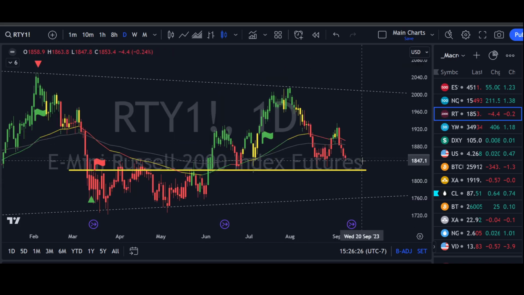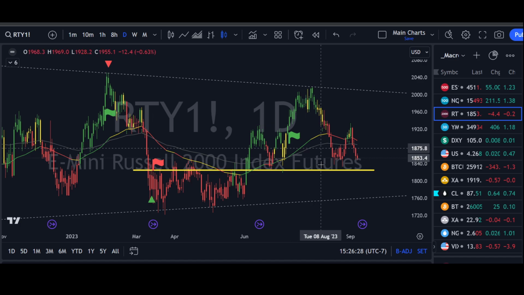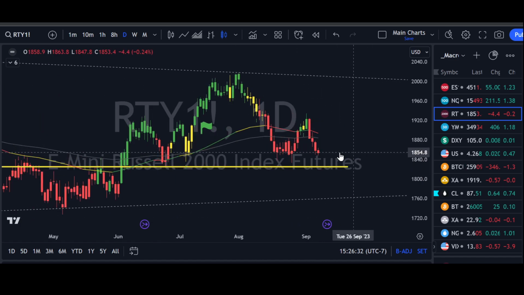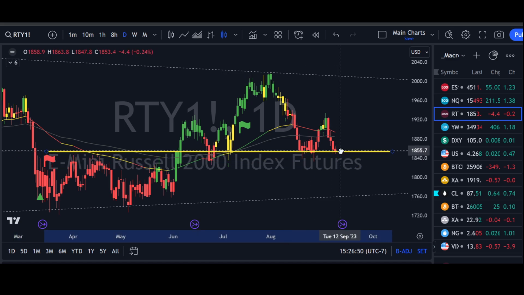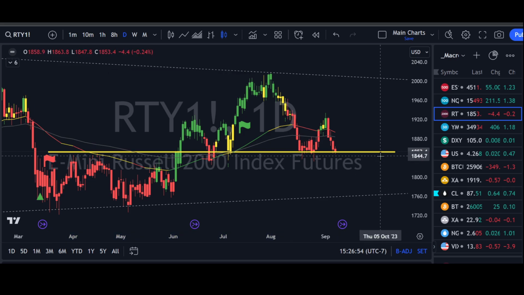And then the Russell here, once again, we're kind of teetering back and forth in this range. Tide is currently bullish, but it doesn't look super convincing right now. Price is hanging out right around the same spot where we made lows in August. So this would be a natural spot, I think, to look for maybe a bounce.